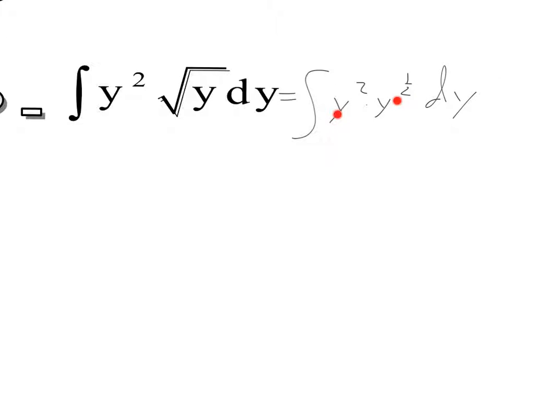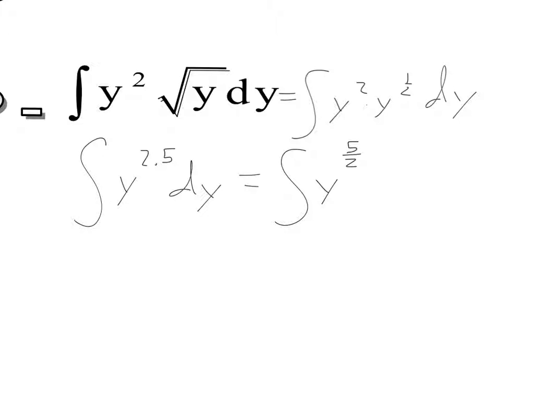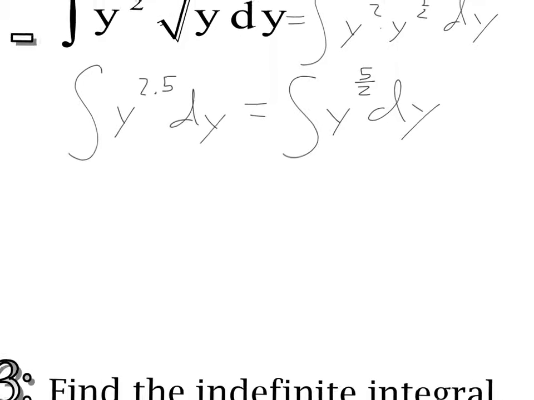Well, we have a rule about when we multiply two things with the same base, we can just add their exponents. So really this is like asking for the integral of y to the 2.5 dy. Or if you wanted to think of it as fractions, it's y to the 5/2 dy. Either way, pretty simple to evaluate this.